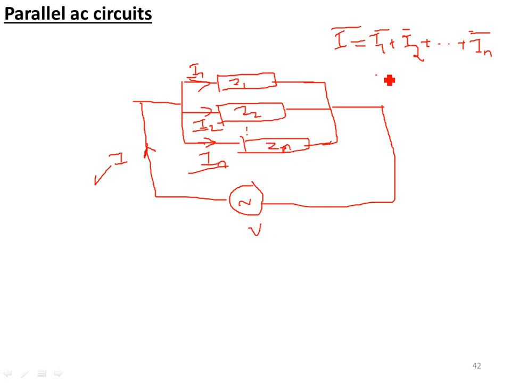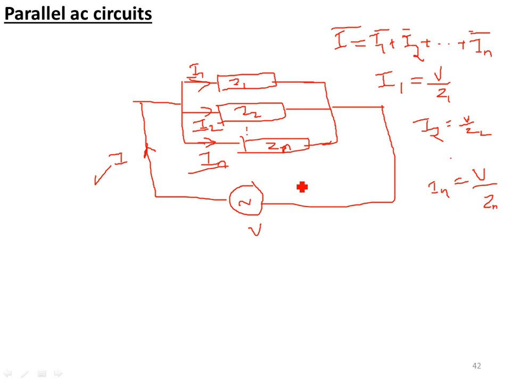Therefore, we can write the expression for I1 as I1 is V by Z1. Similarly, what you can write for I2? I2 is V by Z2. Similarly, what is In? In is V by Zn. Therefore, this is a basic introduction to parallel AC circuit.